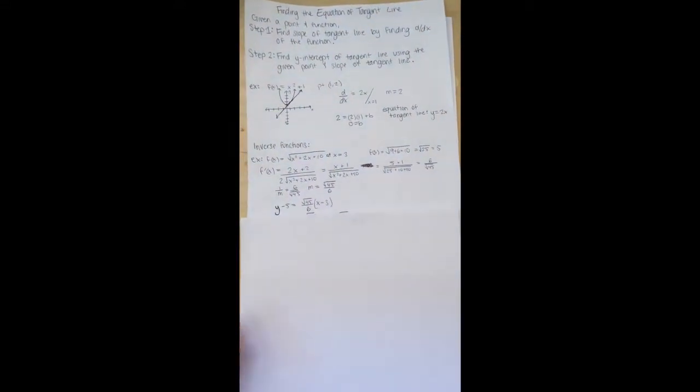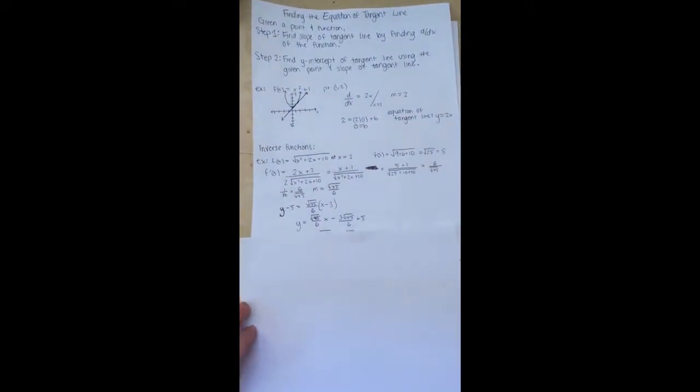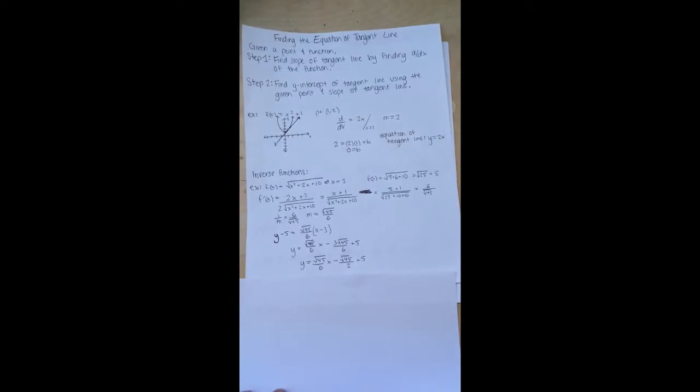Then we just plug in all the values to find the y-intercept. I used point-slope form: y minus 5 equals the square root of 45 over 6 times x minus 3. When we simplify all of this, we get y equals the square root of 45 over 6 x minus the square root of 45 over 2 plus 5.